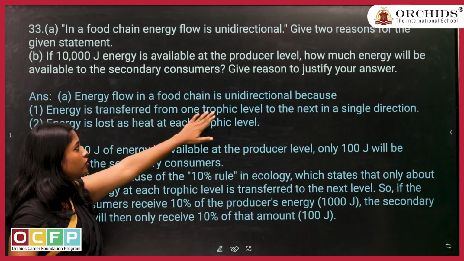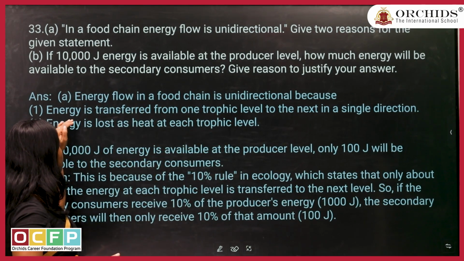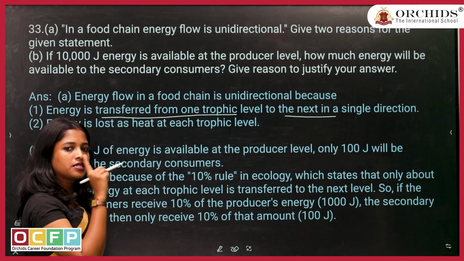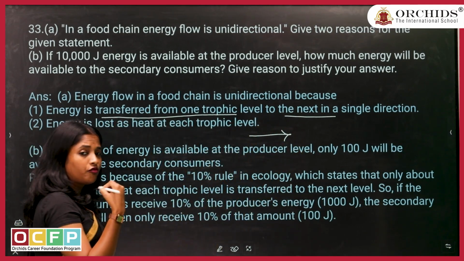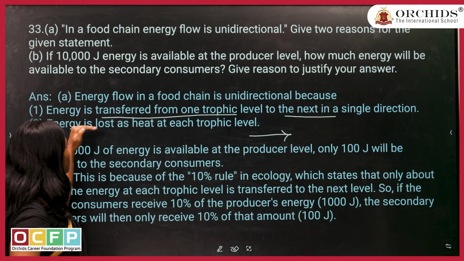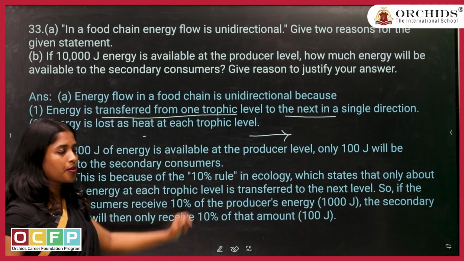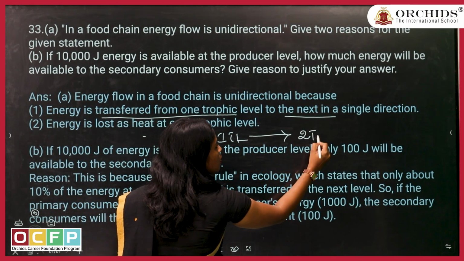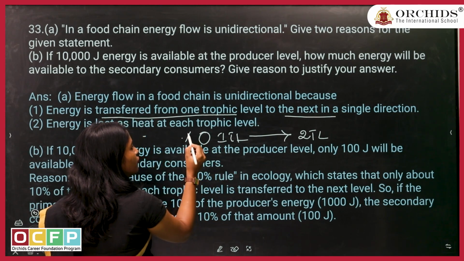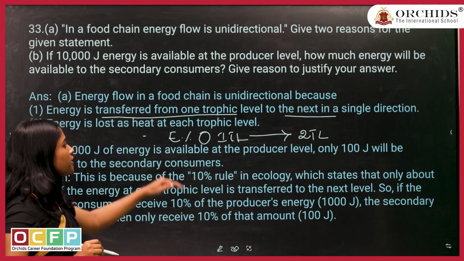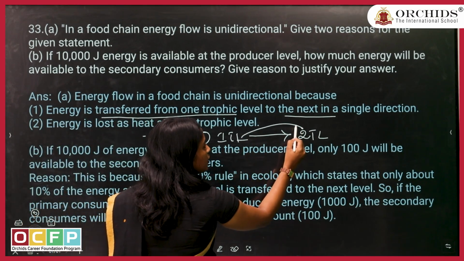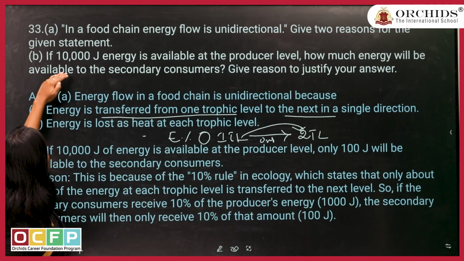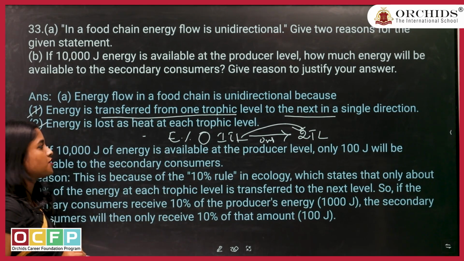So one is, energy flow in the food chain is unidirectional because energy is transferred from one trophic level to the next trophic level in a single direction. In only one direction it will flow. That's the one reason. Energy is lost as heat at each trophic level. When it is transferring from one trophic level to the second trophic level, it loses some amount of energy. Okay, that is the reason why the energy flow is unidirectional. Clear? So these are the 2 points you need to mention in the answer.